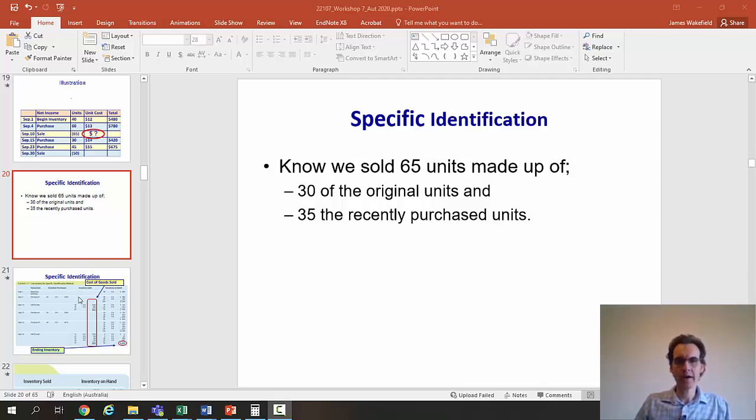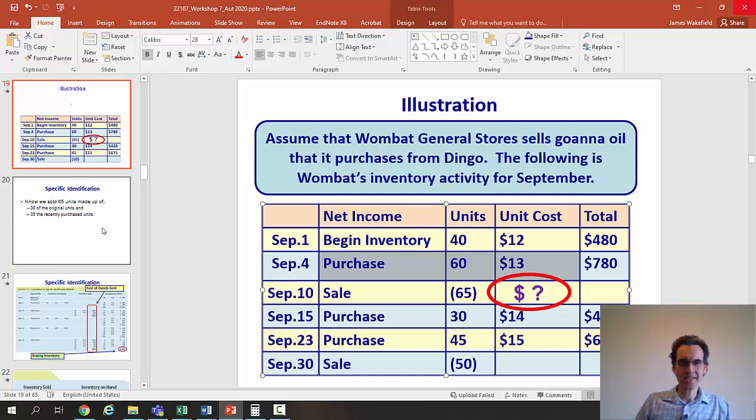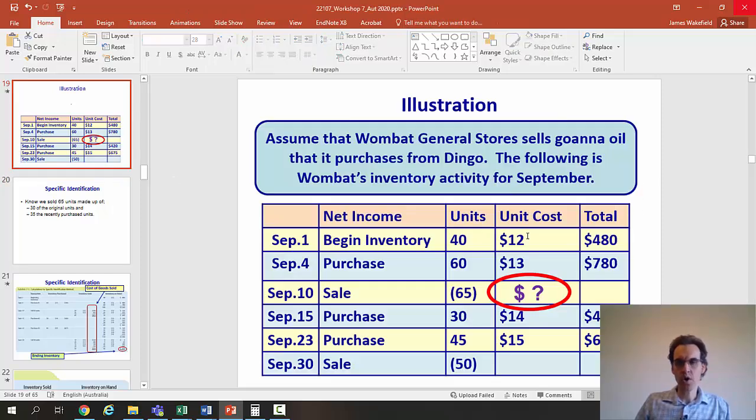Well, if we go back to our information up the top, just above this slide, it says that the beginning inventory, 40 units, cost us $12 each, and then the purchase on September 4, the first lot of inventory acquired for the period, costs us $13 each. It tells us in this scenario that we sold 30 of the original and 35 of the recently purchased units. So the original 30 cost us $12 each, and then the sale of inventory associated with the purchases here costs us $13 each.